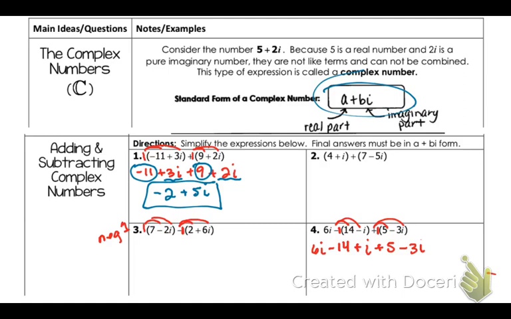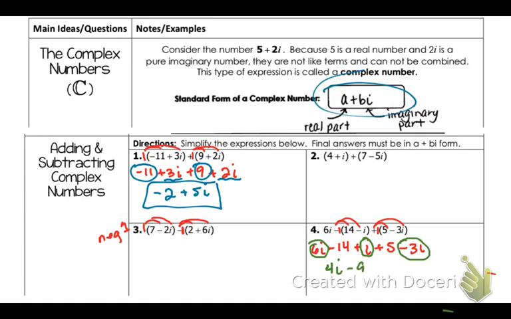So now from here I'm going to go ahead and combine the like terms. I'm going to notice that I can combine 6i, i, and negative 3i. So 6i plus i is 7i. 7i minus 3i is 4i. And then negative 14 plus 5 gives you negative 9.